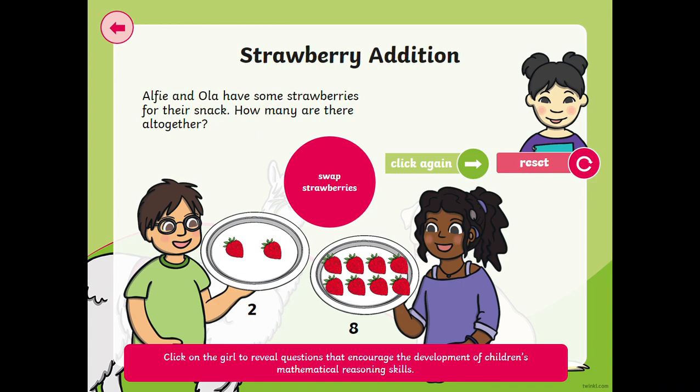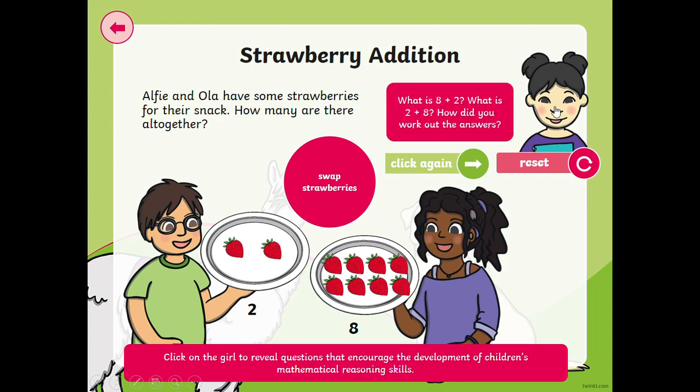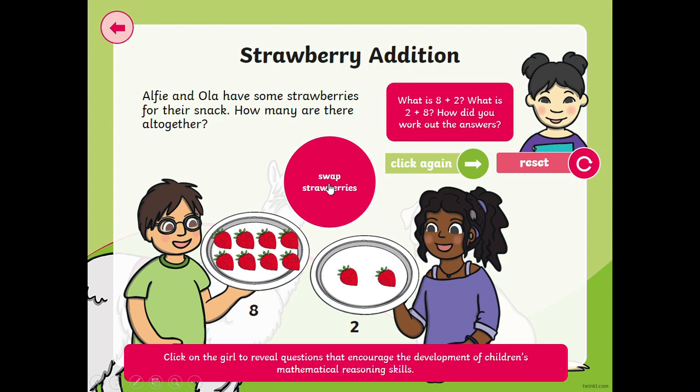Alfie and Ola have some strawberries for their snack. How many are there all together? So Alfie has 2, Ola has 8. How many all together? They have 10. So we know that 8 add 2 equals 10, but what is 2 add 8? That is also 10. We swap the plates, and you can see how it has changed. The sum has changed. The bigger number now is at the front.